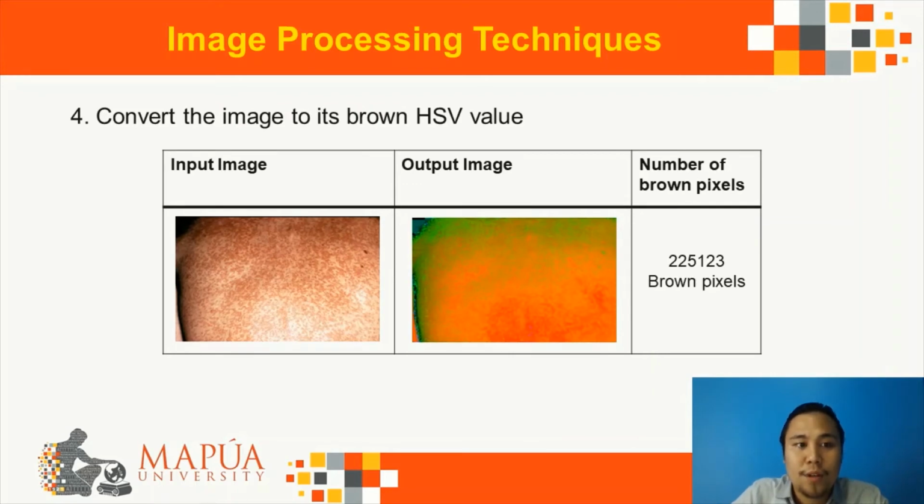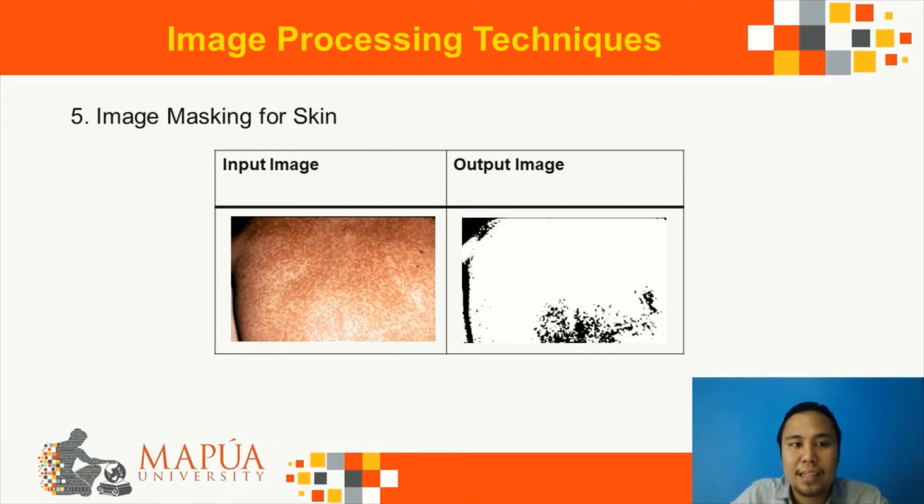Next, convert the image to its HSV color space value to count the number of pixels covered by skin. The left image is the input image and the right image is the output image after converting to HSV color space. The number of pixels that is covered by skin is 225,123.